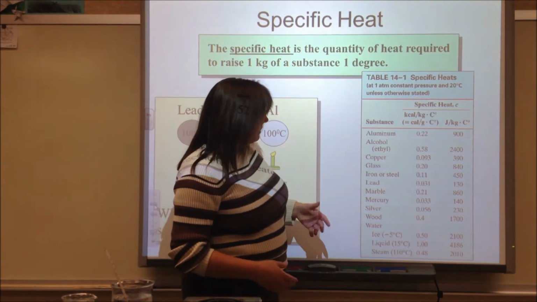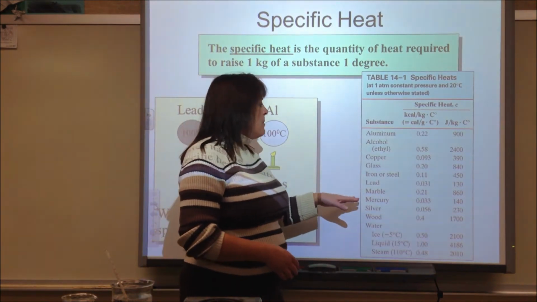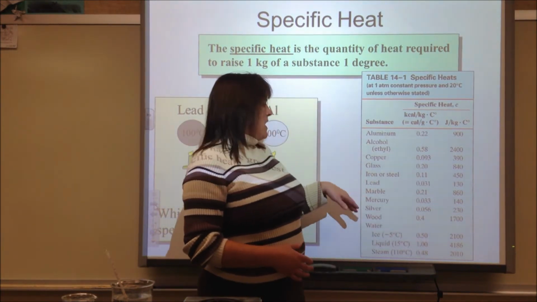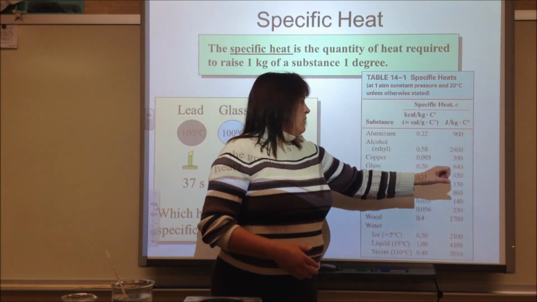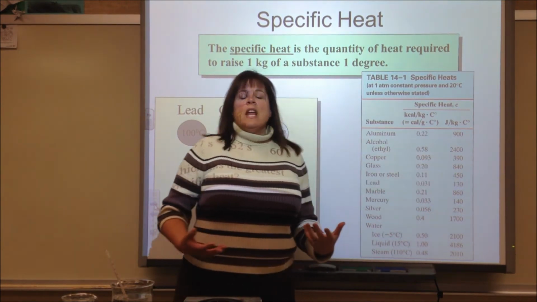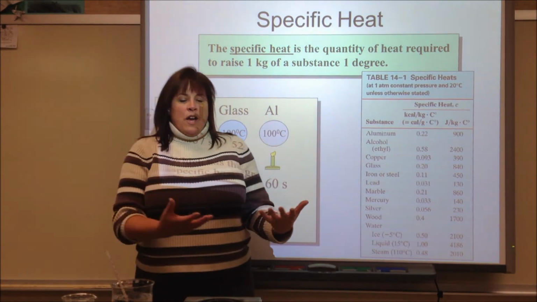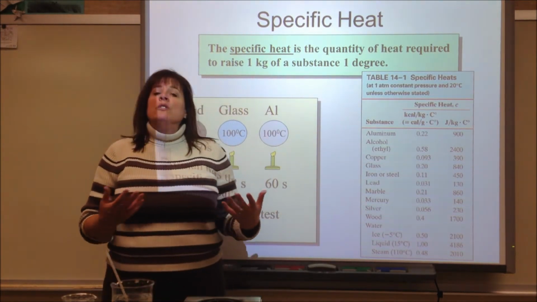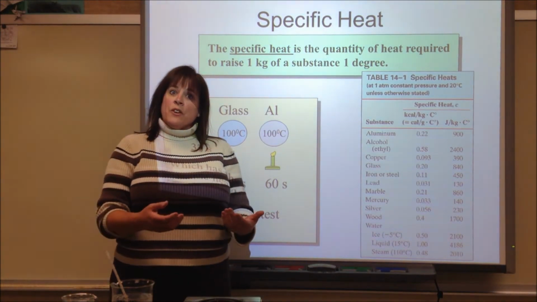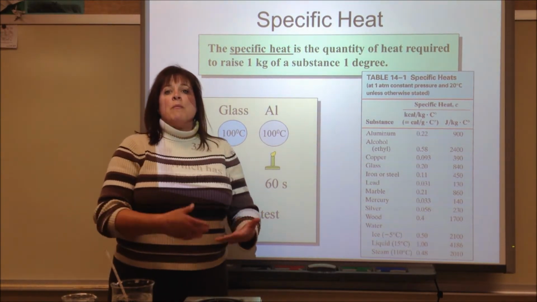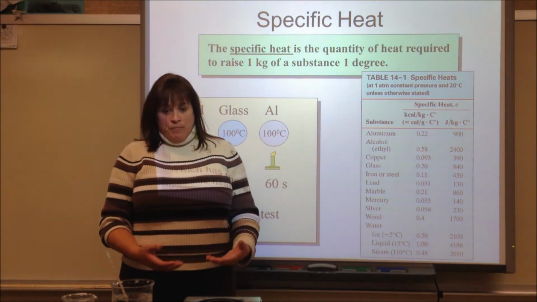Now, if we look at our table, you can see that, except for aluminum, most of the metals have very low specific heats. Lead 130, iron 450, copper 390. That's why when you cook in your kitchen, you use metal pans. Metal pans require less heat transfer to change the temperature, so that means you can heat your food faster.